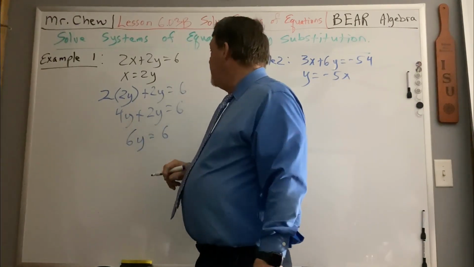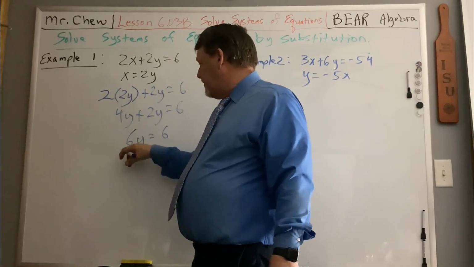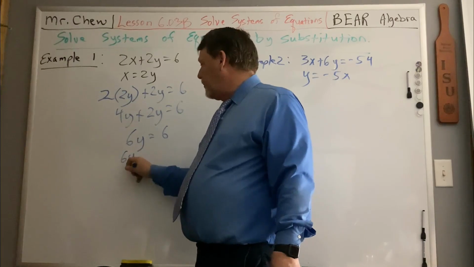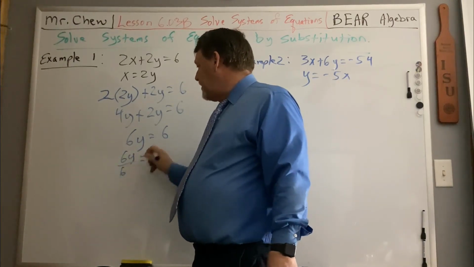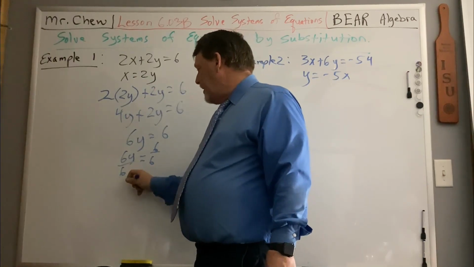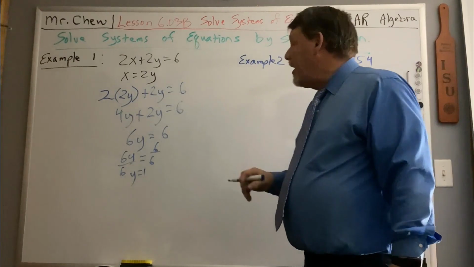Now I use the division property of equality to divide both sides of the equation by 6. So I have 6y divided by 6 equals 6 divided by 6. So y equals 1. So that is my y coordinate.